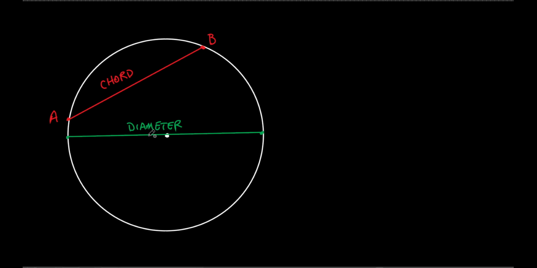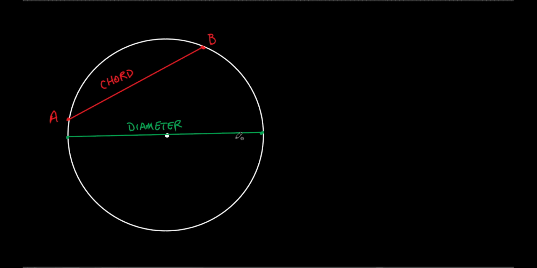So a diameter is a chord that does what? It contains the circle's center. It goes through the center, and that's good enough for us. So a diameter is a chord that goes through the center. We good with that? Alrighty.